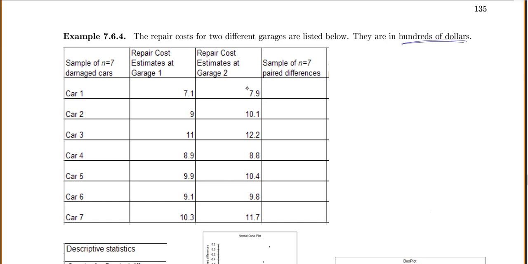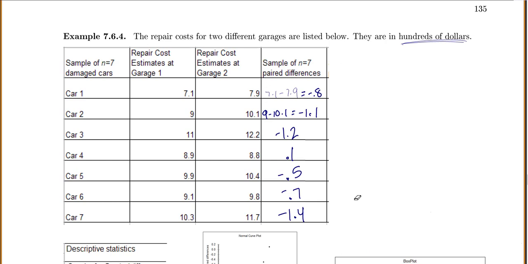The way that we do this is we're going to find the difference at each one. So we'll do 7.1 minus 7.9 equals negative 0.8. If we do 9 minus 10.1, we get negative 1.1. And as we keep subtracting, we get negative 1.2, 0.1, negative 0.5, negative 0.7, negative 1.4. So it looks like for everything but car 4, my prices were lower at garage 1. So that's, again, making me feel more like garage 1 might be cheaper.